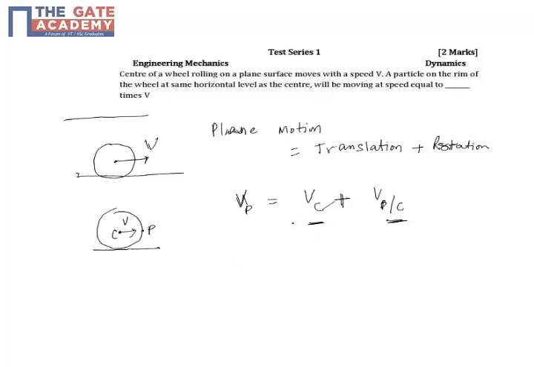So what is asked is a particle on the rim of the wheel at the same horizontal level. So this point or this point. What is the speed? It is rolling.